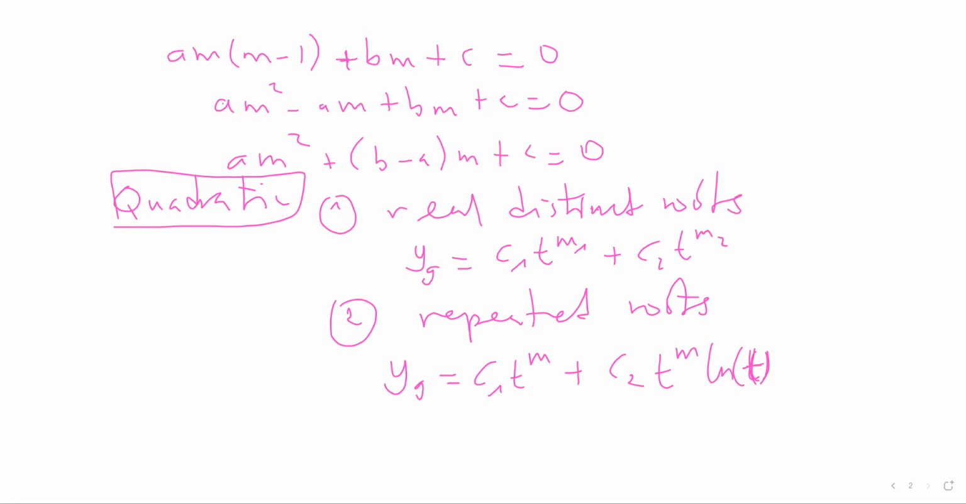Then the third one, you have distinct complex conjugate roots. In this case, you have the roots as r plus or minus i s. If you have r plus or minus i s, then the general solution can be written as c1 t to the power r cos of s ln t plus c2 t to the power r sin of s ln t.